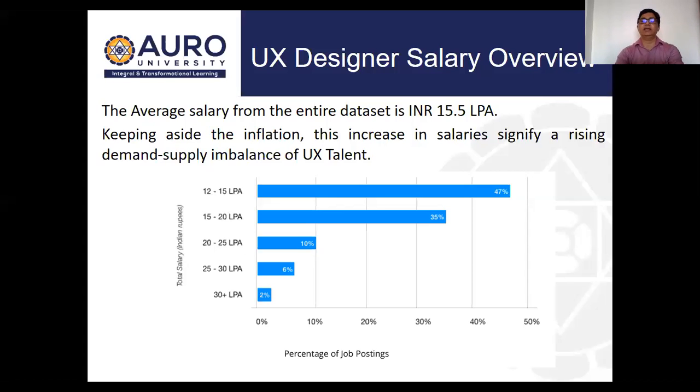As for the UX designer's salary, the average salary in Indian rupees is 15.5 lakh per annum. With this diagram, on the basis of the percentage of the job and the total salary increase, we can find how much salary a UX and UI designer can get. It all depends upon knowledge as well as experience.